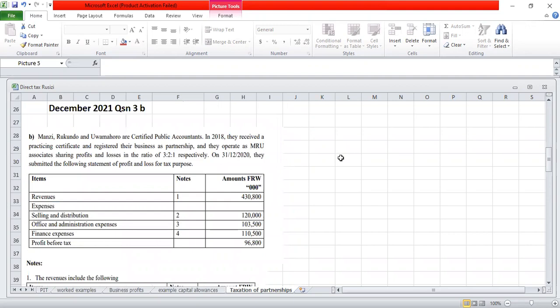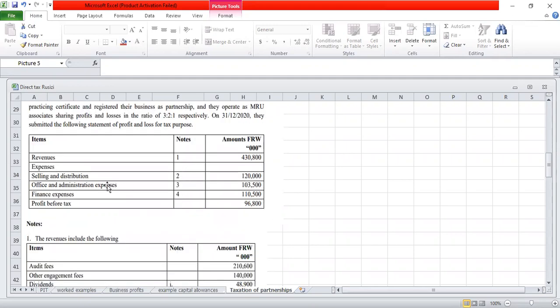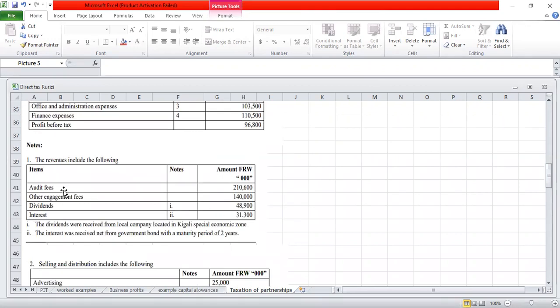Manzi, Rukundo, and Wamaoro are certified public accountants. In 2018, they received a practicing certificate and registered their business as a partnership, and they operate as MRIU associates, sharing profit and losses in that ratio. On the 31st December, they submitted the following statement of profit and loss for tax purpose. So this is their revenues. Selling and distribution, it has a note 2, office admin expense, finance expense, profit before tax they reported. Then we are coming here.